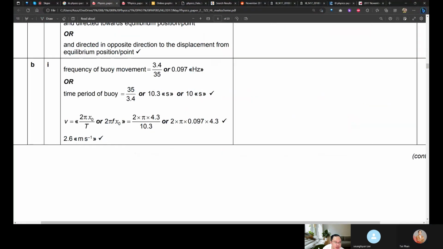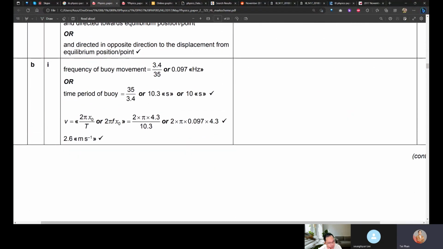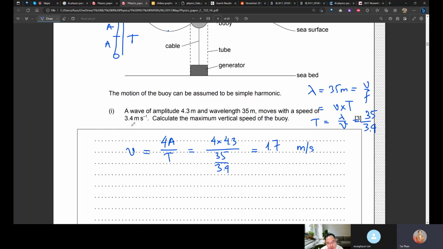Checking the answer: 2 pi x0. The speed, the time, the buoy. This 2 pi x0 is omega, meaning angular frequency. The speed, wave amplitude, wavelength. Amplitude. Okay, it's not for A.